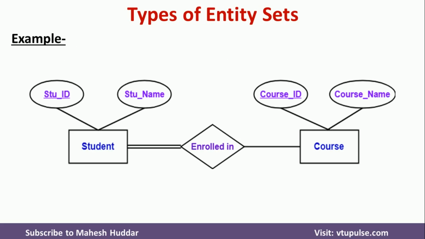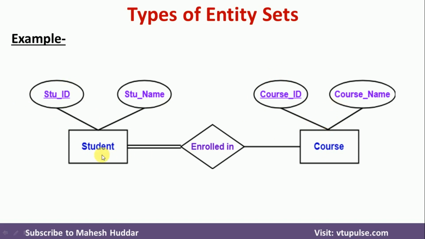This is an example for strong entity set. In this case, student and course are the 2 strong entity sets because the student ID in the first case is the primary key, and course ID with respect to the course entity set is the primary key here. Using student ID, we can uniquely identify the different students. Using course ID, we can uniquely identify the different courses here.